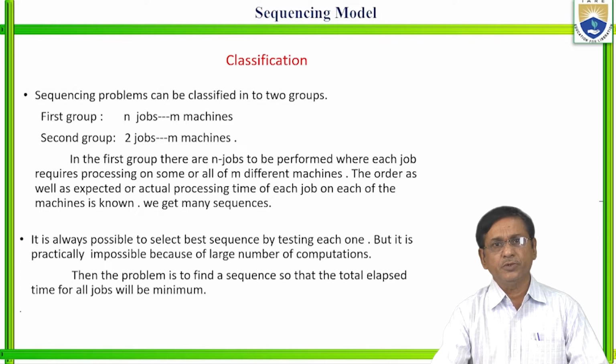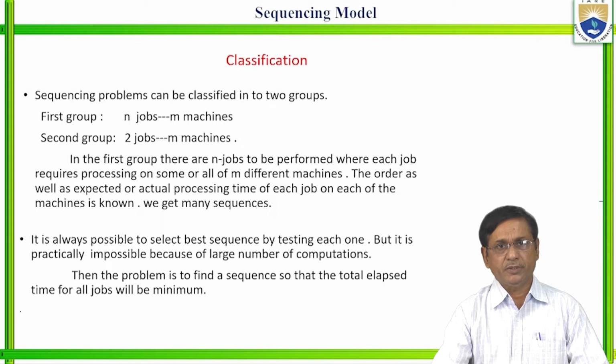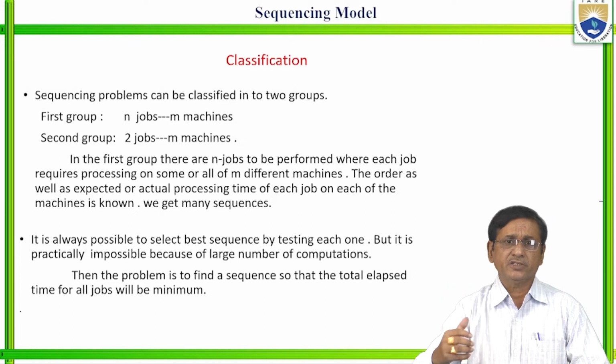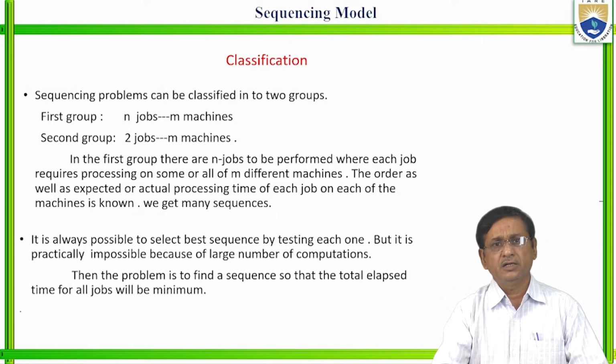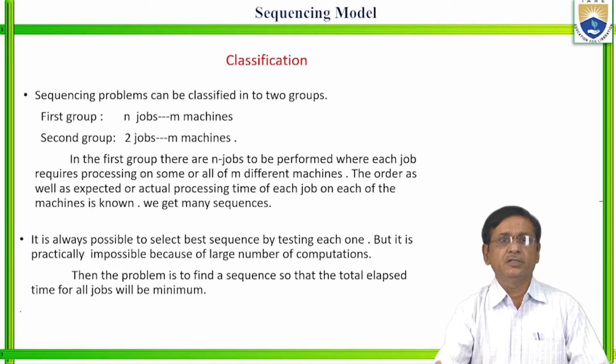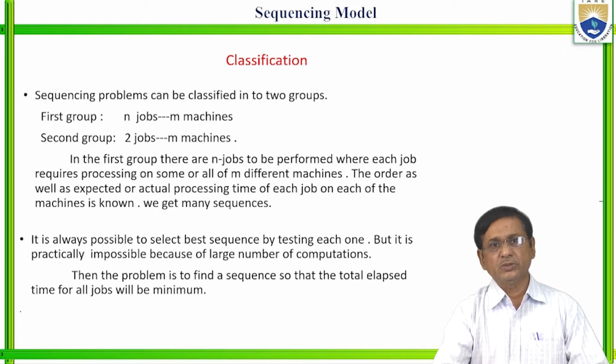That means suppose we want to make an object. First we have to do the turning operation, for which we go to the lathe machine. Then we have to make a hole in that object, so we go for the drilling operation. Like that, the various operations to be done will be known, and how much time is required for each job on each machine is also known.